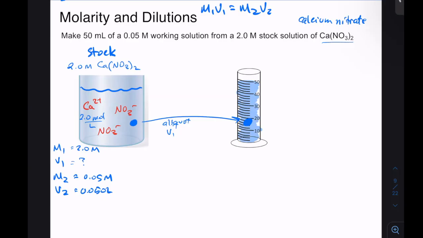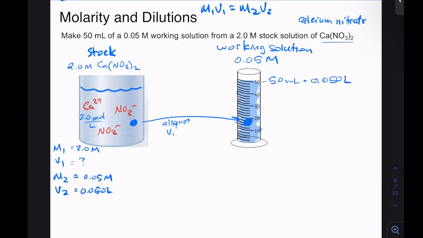Okay, so here's our 50 milliliters. That's equal to 0.050 liters. And this is our working solution. Now we're done. Our working solution, we want that to be 0.05 molar. So the question is, what's the volume of that aliquot that we moved over to make all this happen? So this is what's happening visually.